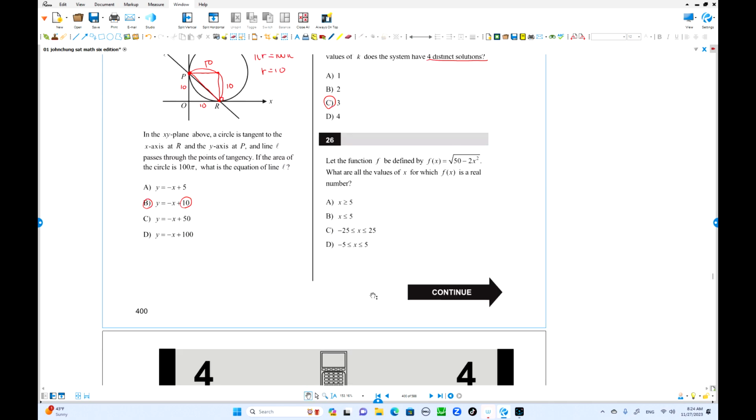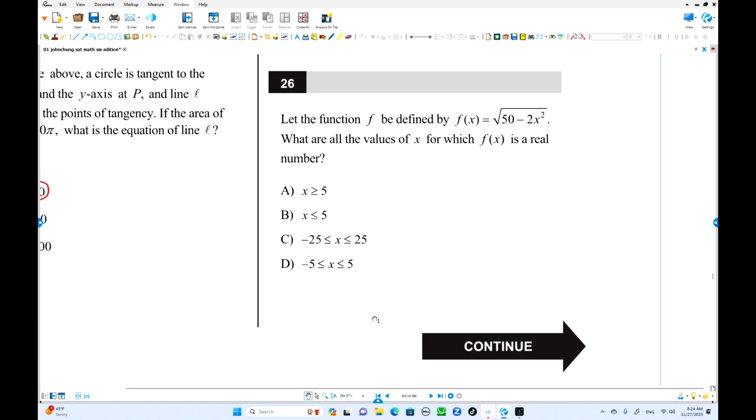Here is number 26. We have a logarithmic equation. What are the values of x? This logarithmic equation always has a restricted domain, because the number inside cannot be negative. So that's the domain: 50 minus 2x squared must be greater than or equal to 0. Multiply by negative 1 and move to the right: 2x squared minus 50 less than or equal to 0. When you multiply by negative 1, the direction of the inequality reverses.